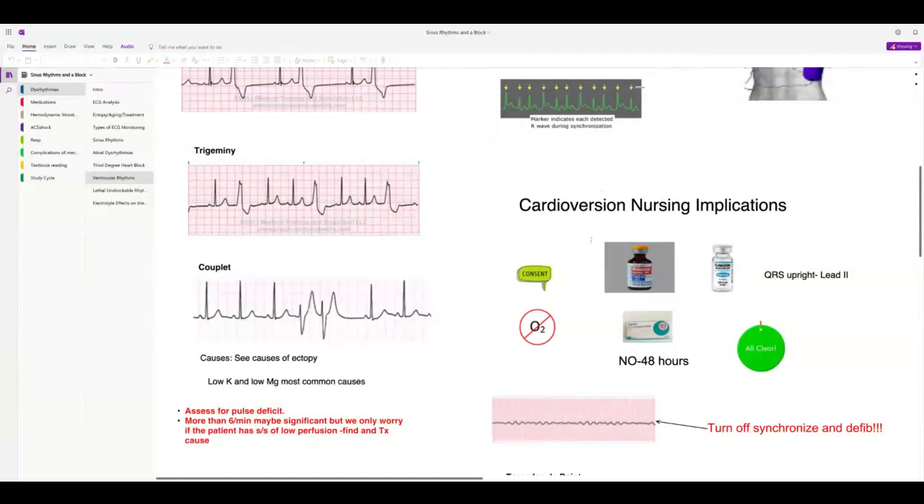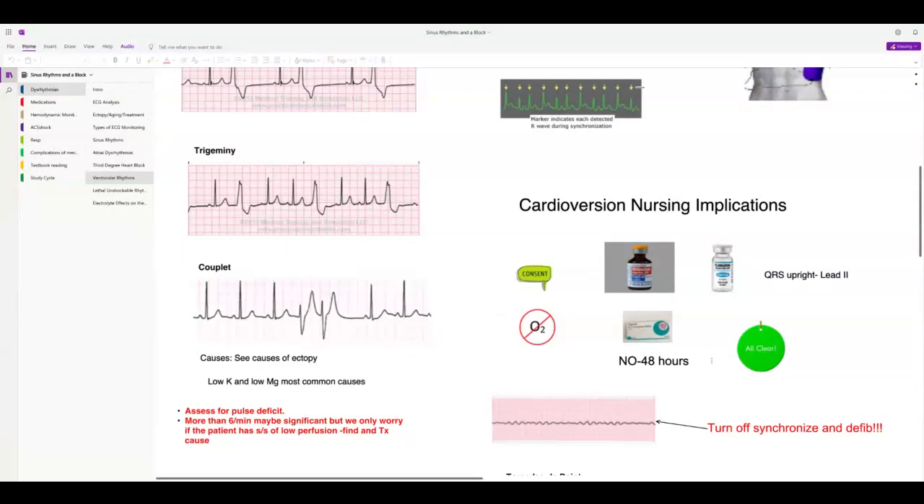All right. No O2 while you're defibrillating. Anytime you have electricity and oxygen, don't mix. Okay. No digoxin for 48 hours. People on digoxin cannot be defibrillated. I think that was a practice question on the ATI assessment, practice A. No digoxin for 48 hours beforehand.